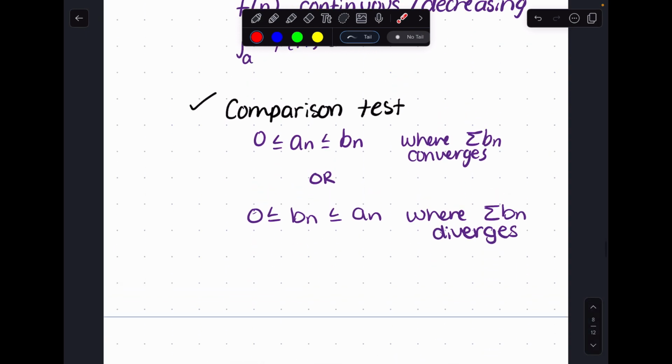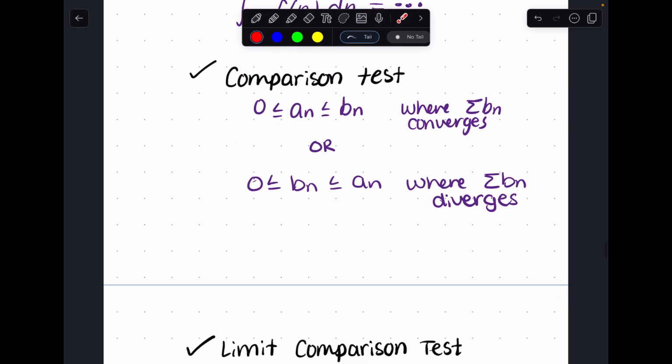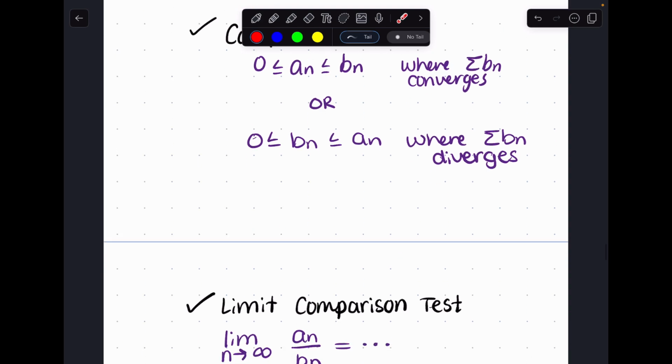All right, then we have the comparison test. If we take the terms of our series and we can bound them below by 0 and bound them above by terms of another series that we know converges, then we can say that the series with a sub n converges. We can also bound a sub n below by terms of a series that we know diverges. They have to be greater than or equal to 0. But if we know that these diverge, then we're good to go with saying that the series with a sub n diverges with comparison test.